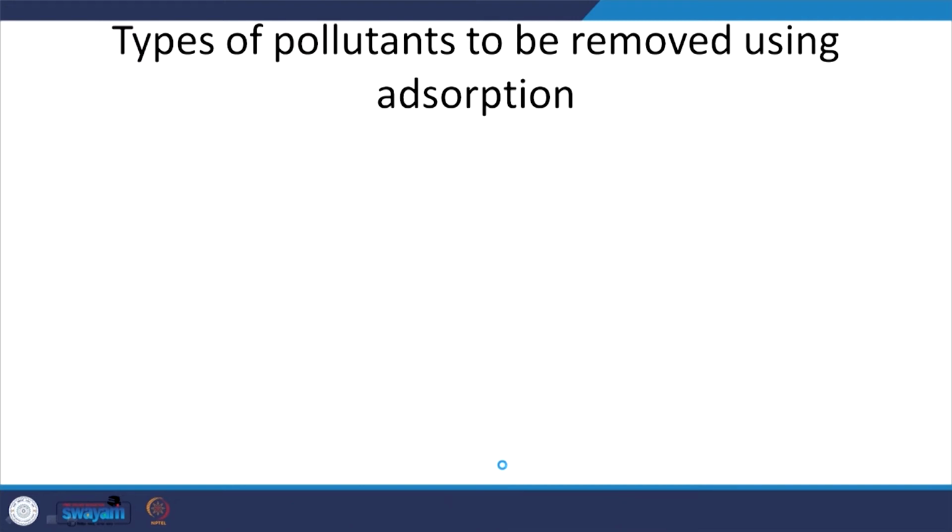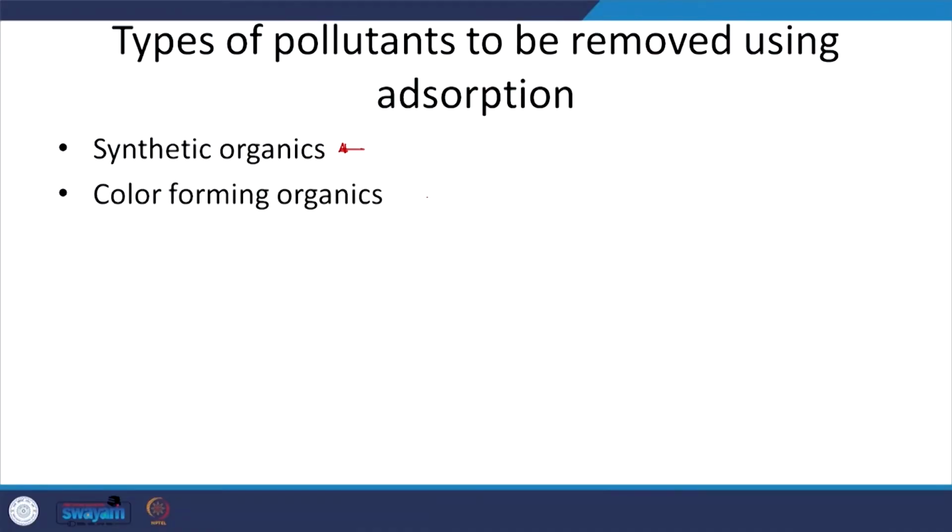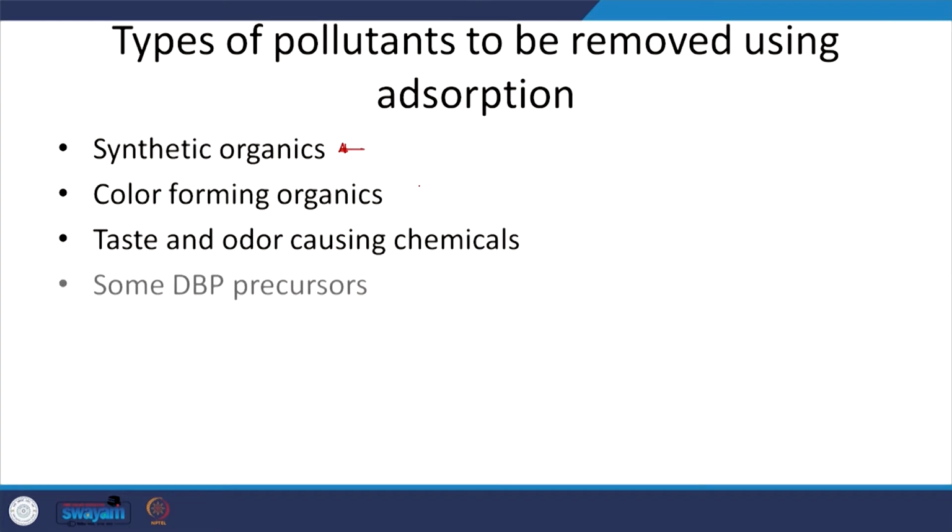So, types of pollutants to be removed: synthetic organics. Due to different lifestyles, we are using different kinds of compounds, let us say personal care products and such, and these are synthetic organics which I do not want to be present in the water that I am supplying to my population. Some of them can be removed. Color forming organics: even in the dyeing wastewater industry, some people try to use activated carbon to remove compounds which can cause color. Taste and odor causing chemicals, and some disinfection byproduct precursors, typically natural organic matter. Again, typically organic compounds and those which are relatively hydrophobic, which do not want to stay in the water, that is the key aspect here.